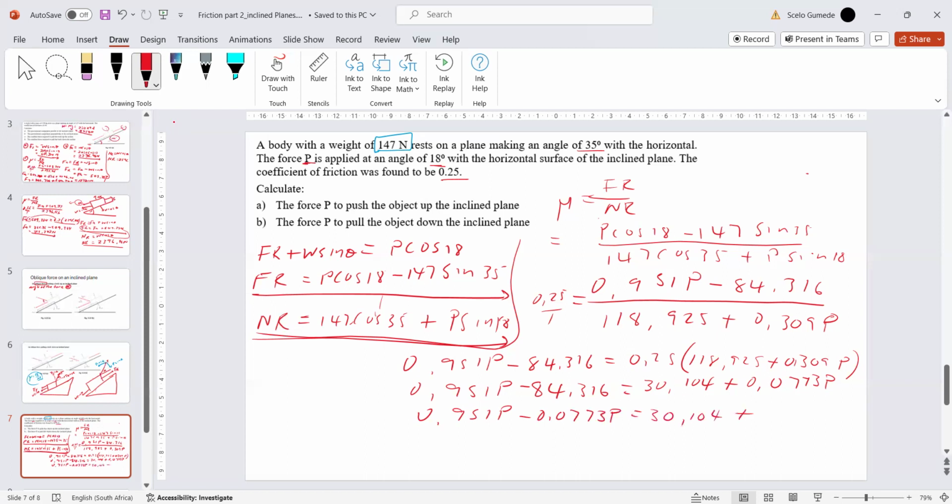You have the liberty of pausing because I'm moving a little bit too fast. Solve that. Let's see how much P we're gonna have. Here I'm gonna have 0.874 P is equal to, if I add that, I get 114,420. I divide both sides by 0.874, you get P to be equal to what? 130,915 newtons.